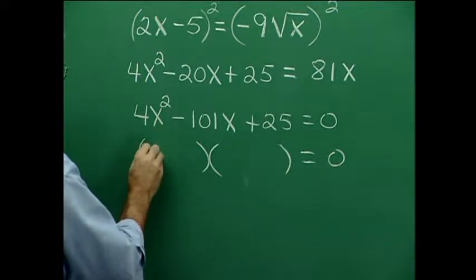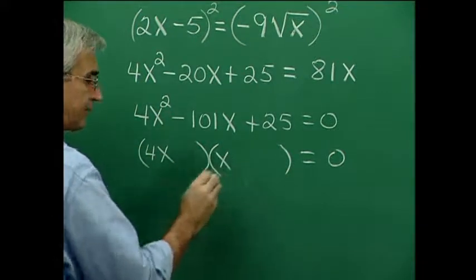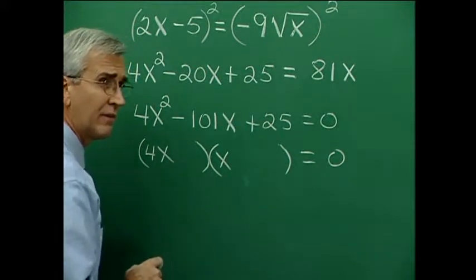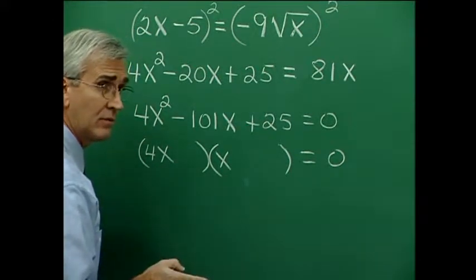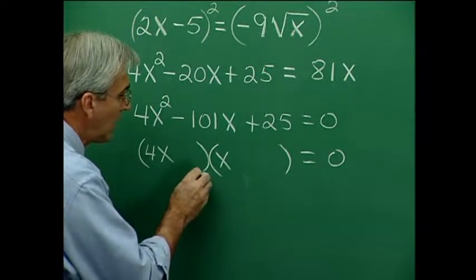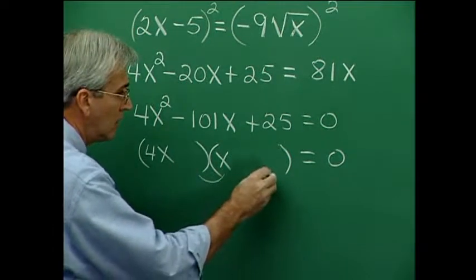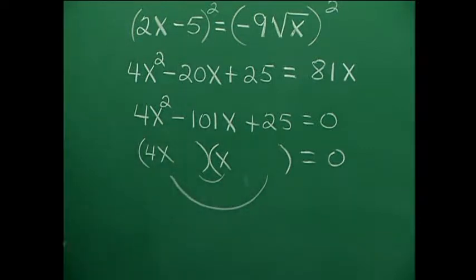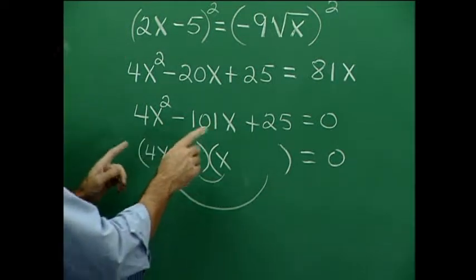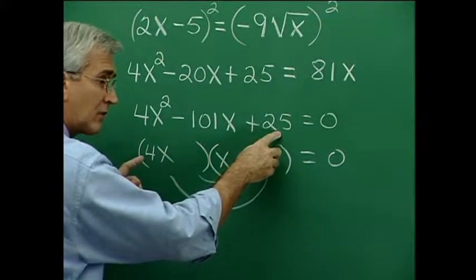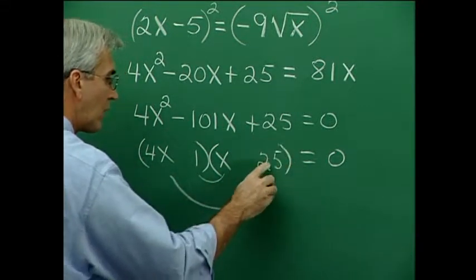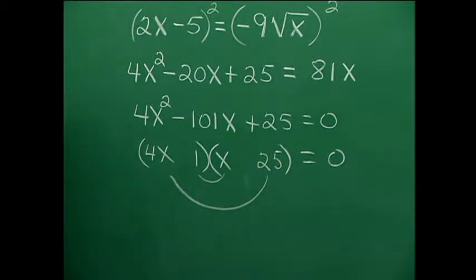4x squared becomes 4x times x. And then for 25, we're going to make 25 times 1 instead of 5 times 5. Now we know that this product along with this product will give the middle term. And I'm going to split the factors of 25 as 1 times 25 so that 25 can be multiplied times 4. 25 times 4, you see, is 100.